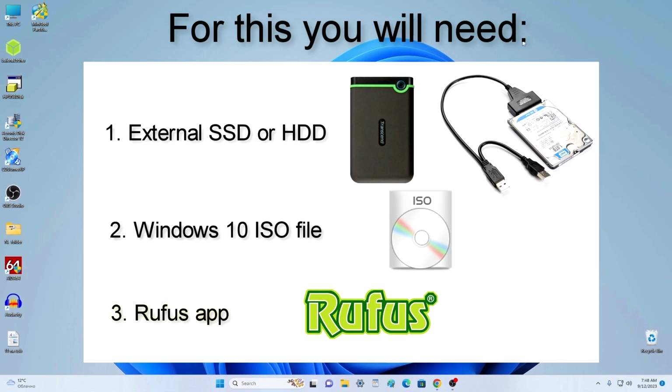To do this, you will need an external SSD or external hard drive, a Windows 10 ISO file, and an application to burn the ISO file to an external USB drive. I will use one of the best applications, Rufus, which is free.